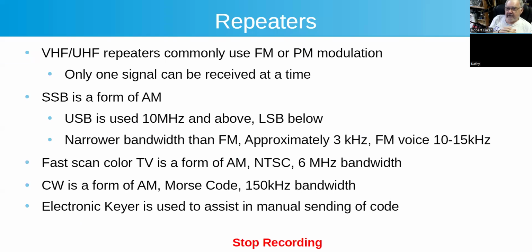Basically, on a repeater, you're only going to hear one signal at a time, even though you might have two people talking on the same frequency. Because of something called the capture effect in frequency modulation, only the strongest signal is the one you're going to hear. So that's just a way that FM receiver circuitry works because of the nature of the signal.